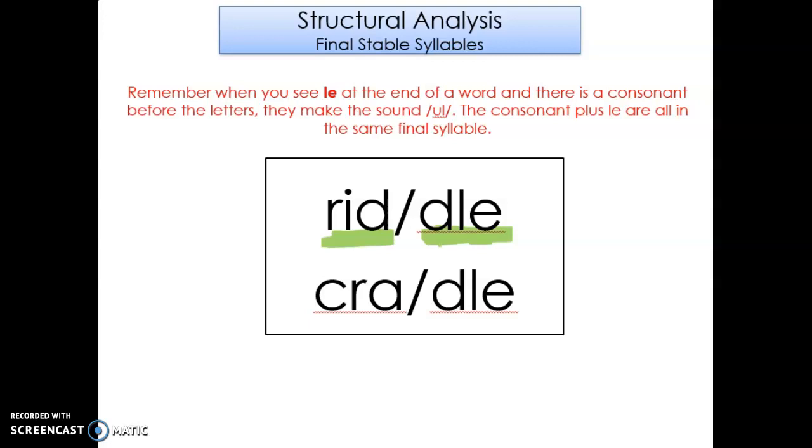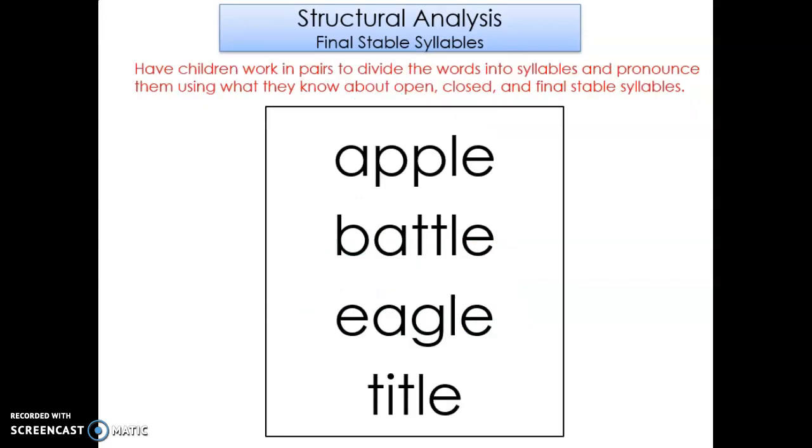Here we have the word cradle. We have two syllables, cray-dull, and this is a long vowel because it's at the end of a syllable and it's an open syllable. And then we have DLE that says dull, cray-dull. Let's look at some other ones.